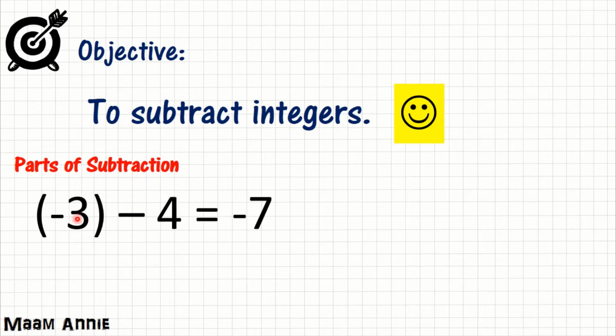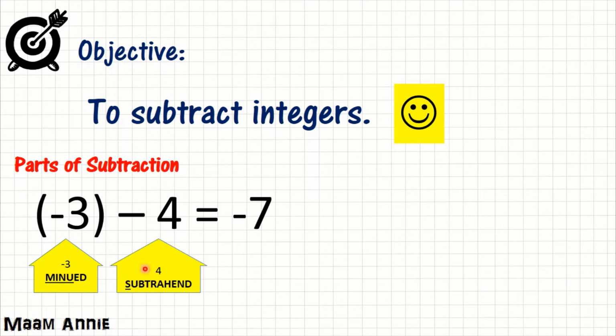If we have negative 3 minus 4 is equal to negative 7, yung negative 3 natin will be our minuend. 4 is the subtrahend. And there is a minus sign between them. And yung salitang minus ay nagmula sa salitang minuend at ng subtrahend. And yung negative 7 ay ang tinatawag natin na difference.